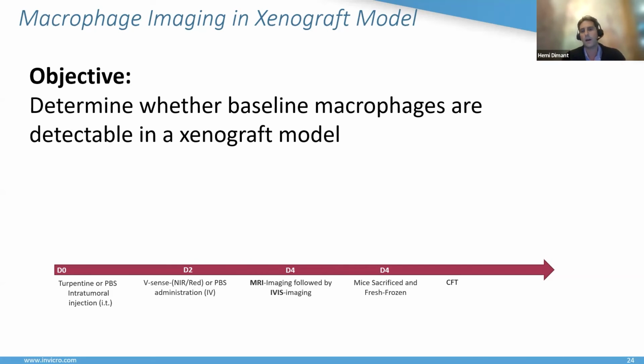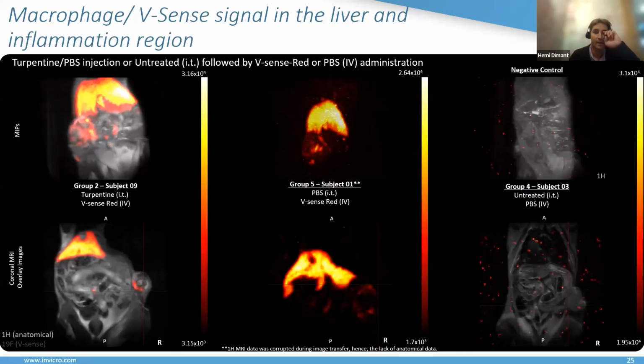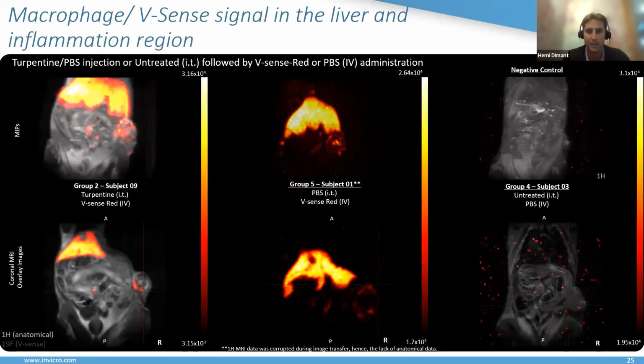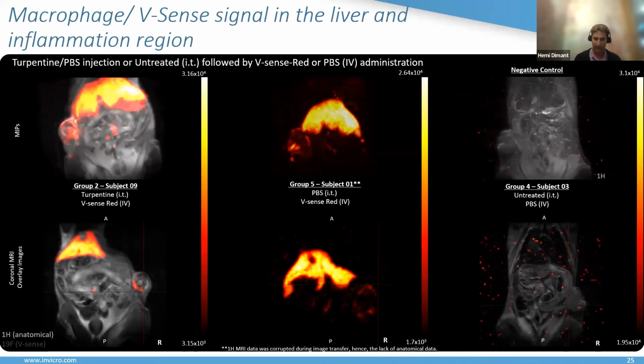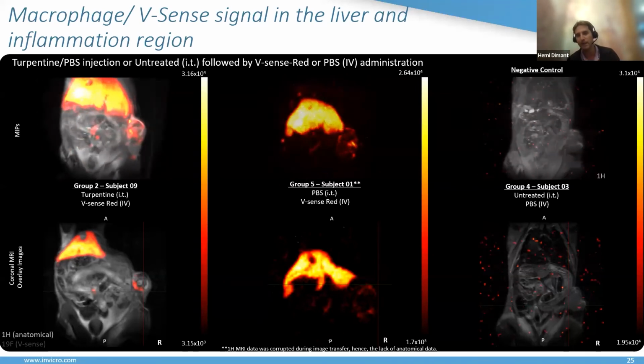And here, just on the bottom there, you see that we first administered turpentine or PBS. So we've created a positive control by administering turpentine, creating this macrophage recruitment, and I'll show you how the data look in the turpentine, for example, versus the PBS, which would be the baseline animal.